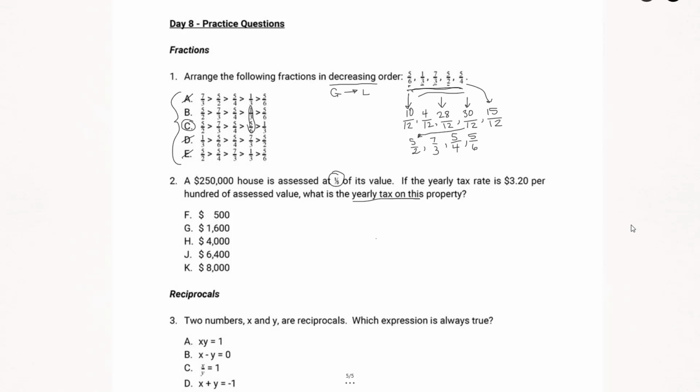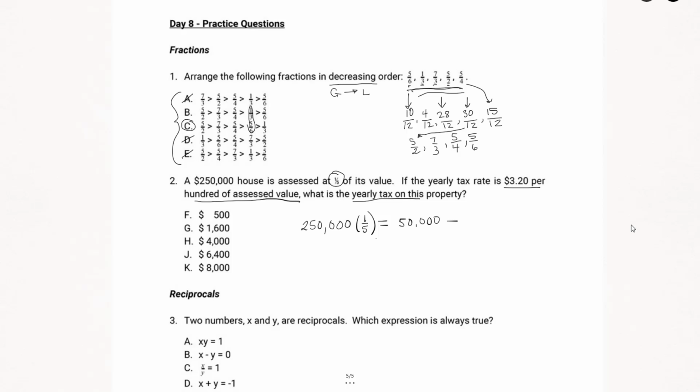They tell us that they are taxed $3.20 per hundred of assessed value. So first we need to know what is the assessed value, and we get that from the first sentence. A $250,000 house is assessed at 1/5 of its value. We need to take $250,000 and find 1/5 of that. You could just plug that into your calculator. If you can easily divide by the 5, that's what we end up doing with the fraction, because 5 goes into 250,000 50,000 times.